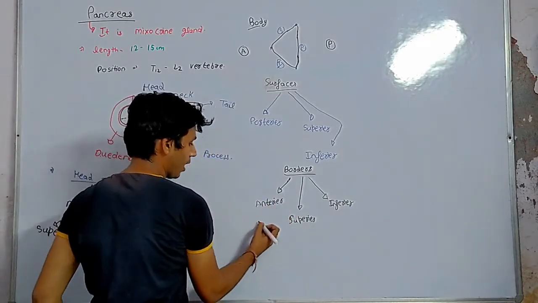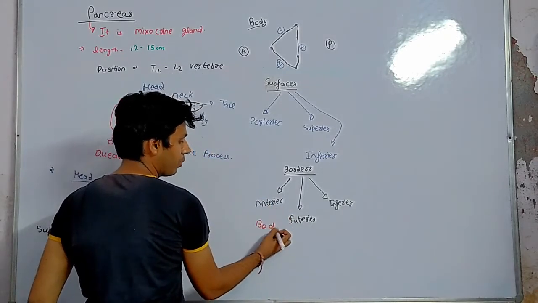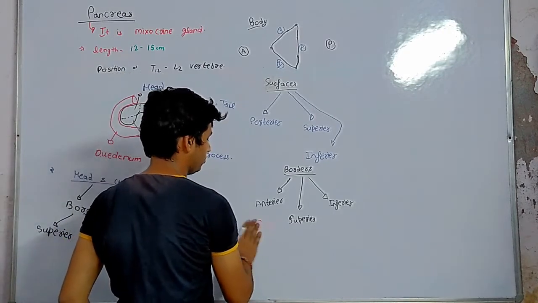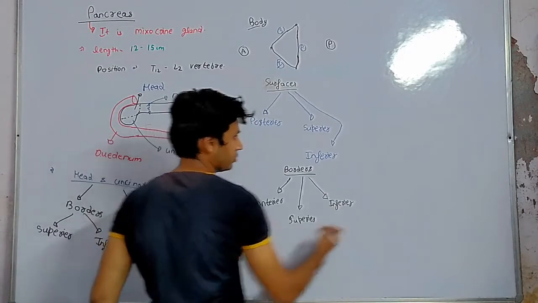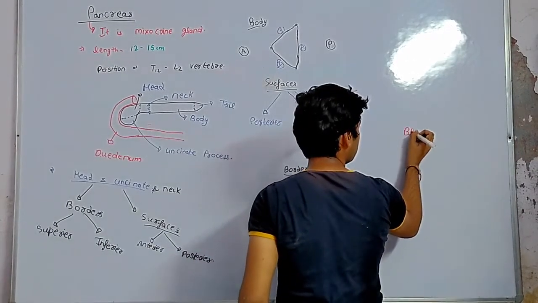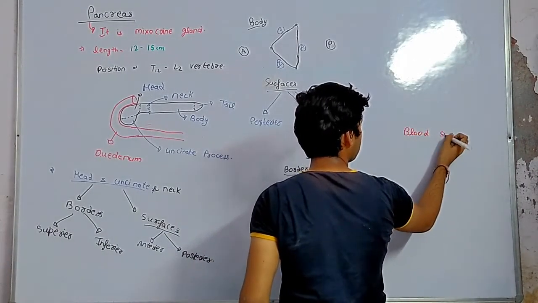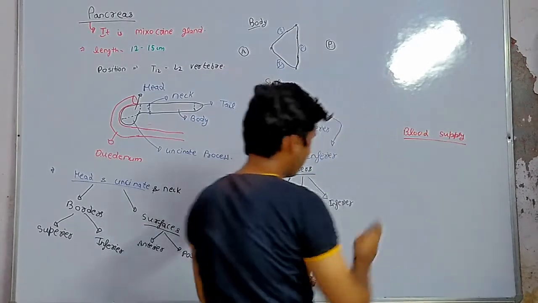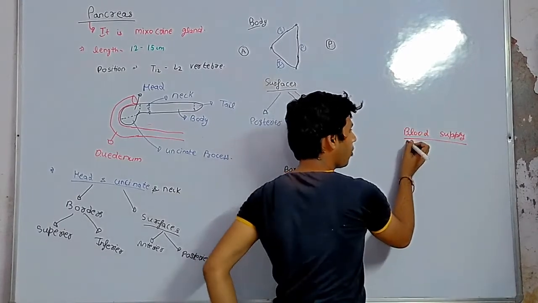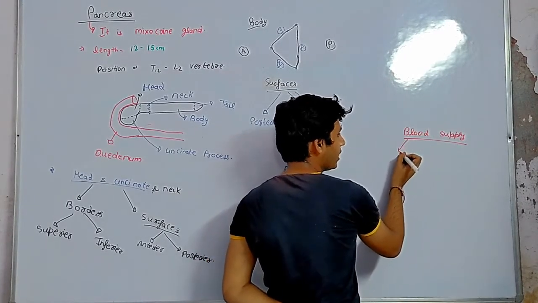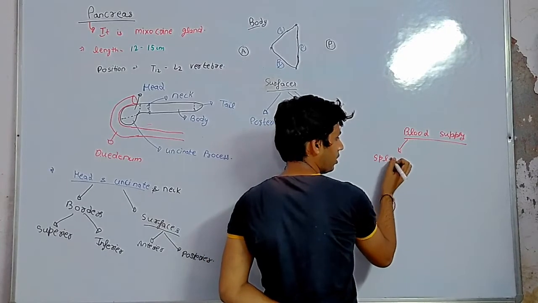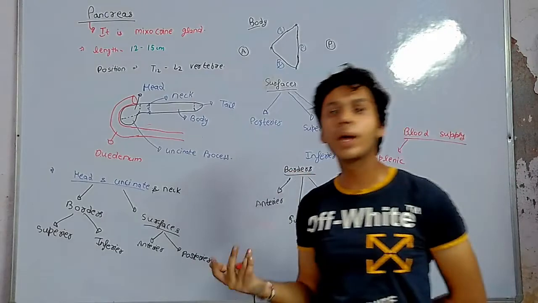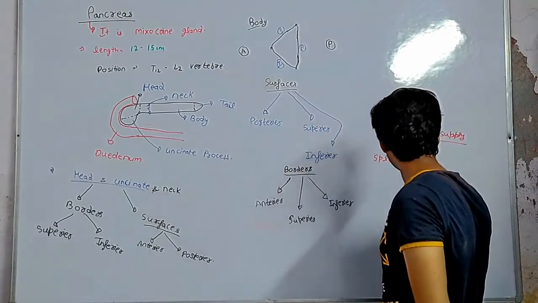Now comes the blood supply. Remember, the blood supply of the pancreas has many portions. Now recall the branches of the celiac trunk. First important is the splenic artery. The splenic artery gives three branches which supply the neck, body, and tail of the pancreas.